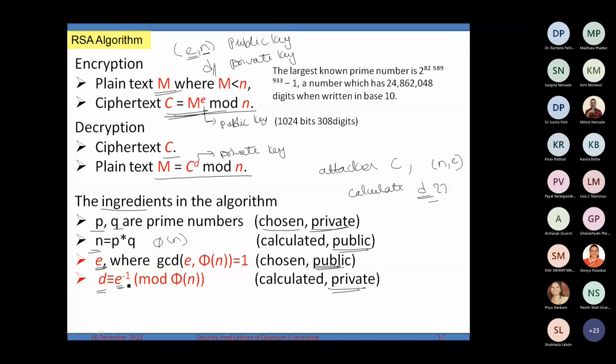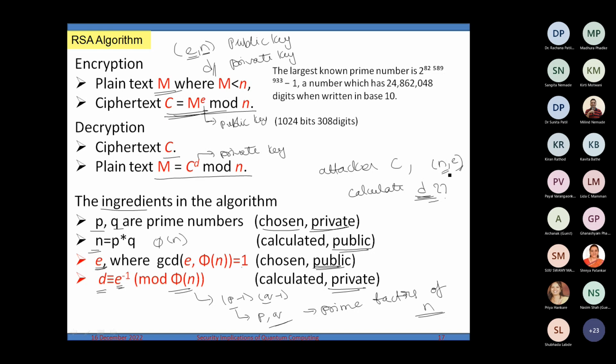If you see, D is the multiplicative inverse mod psi of N, and E is available publicly. And remember, N is also known publicly. But is N alone sufficient to get D? I need psi of N. I get psi of N as P minus 1 into Q minus 1. So that means I should know these two prime numbers P comma Q, who are the prime factors of N. So an attacker needs to know the prime factors of N. Then only will he be able to calculate D.